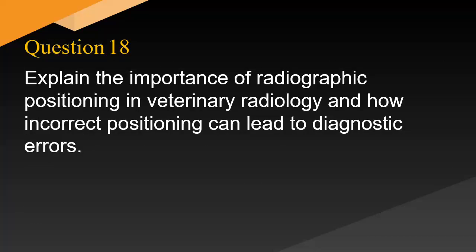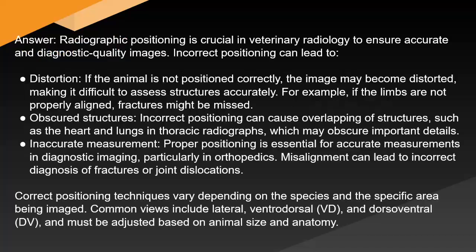Explain the importance of radiographic positioning in veterinary radiology and how incorrect positioning can lead to diagnostic errors. Answer: radiographic positioning is crucial in veterinary radiology to ensure accurate and diagnostic quality images. Incorrect positioning can lead to distortion. If the animal is not positioned correctly, the image may become distorted, making it difficult to assess structures accurately. For example, if the limbs are not properly aligned, fractures might be missed.